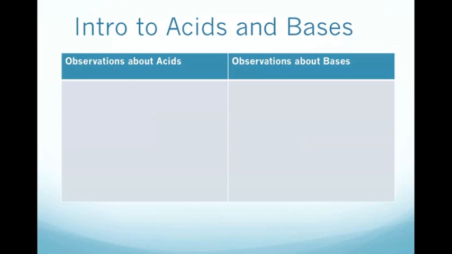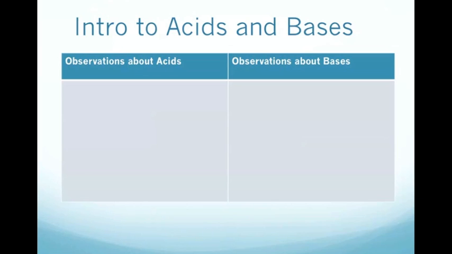So what they noticed was that an acid was something like vinegar, and some things that were similar to vinegar and had similar properties. They also had a bitter taste. You should never taste chemicals, right? And they also had a bitter smell to them. So that's what they called an acid, something that was bitter.